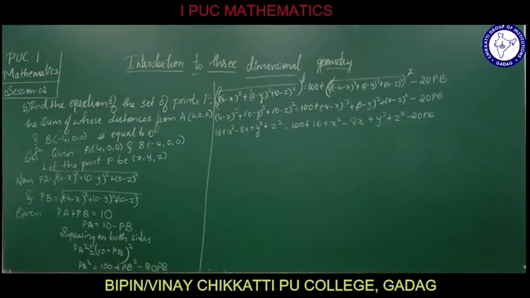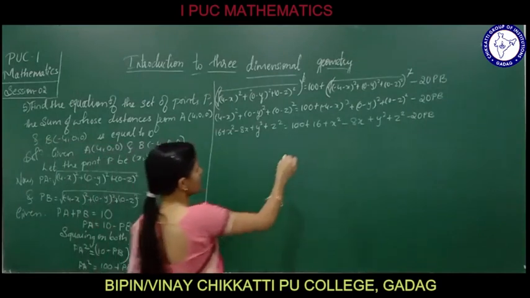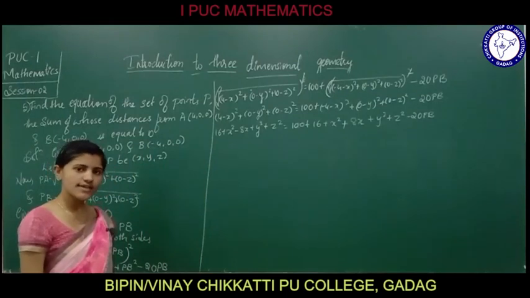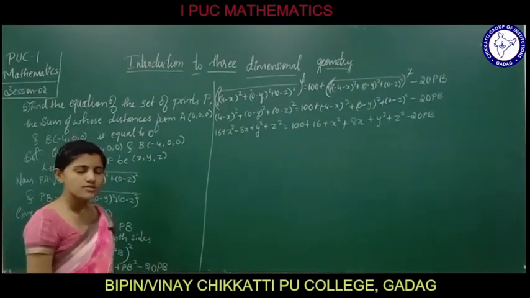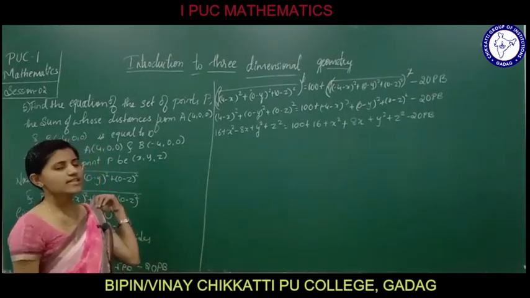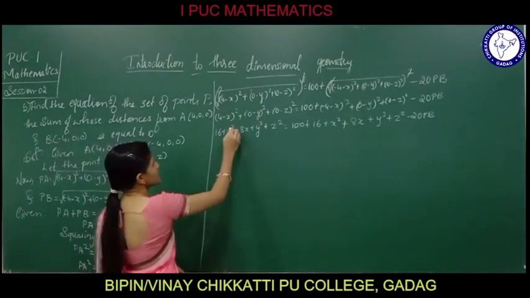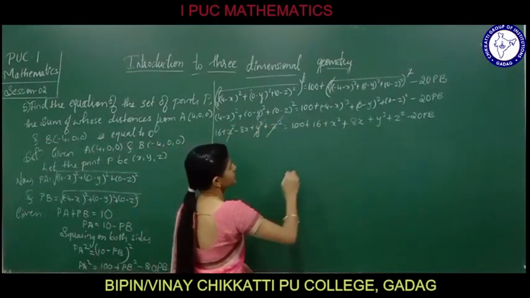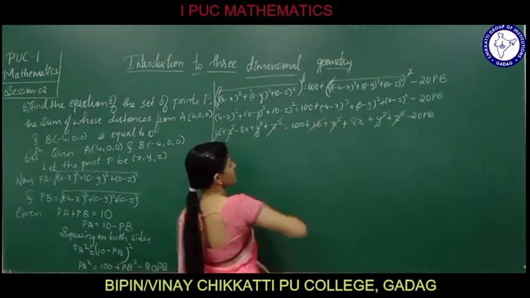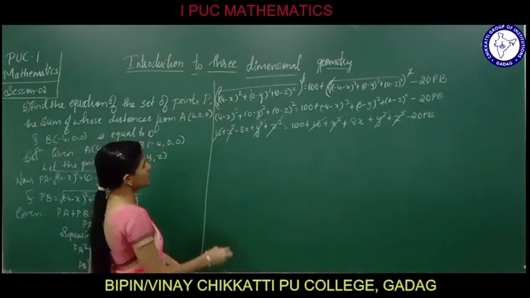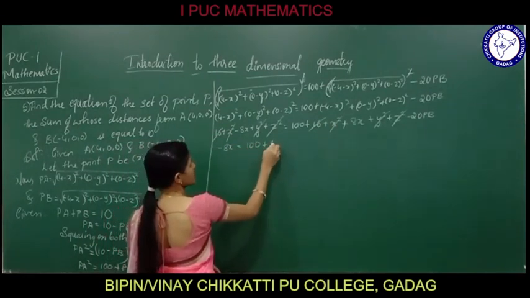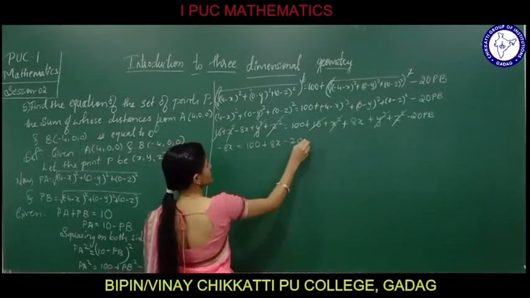On simplifying, I have minus 4 minus x, which I am going to get as plus 8x. Again, like in the previous sum, as we had cancelled the same terms on the left hand side and right hand side, just go on cancelling. I am going to cancel x square, y square, z square on both sides. We next have plus 16 here also, plus 16 here also. So we are left with minus 8x is equals to 100 plus 8x minus 20 PB.